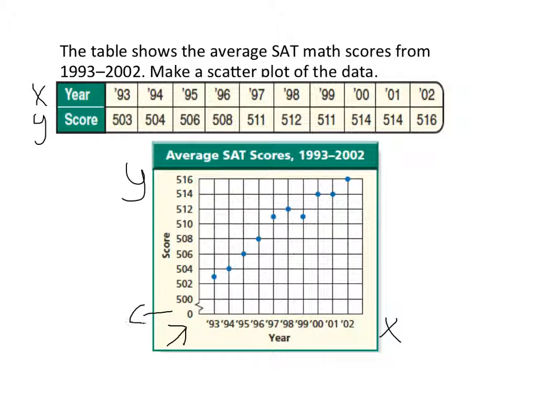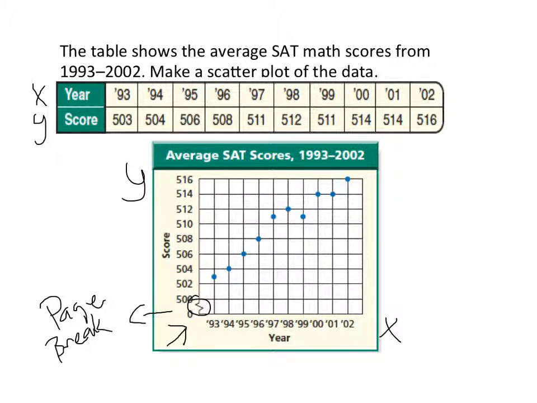Now, to show everybody that we have skipped a lot of numbers, 0 to 500 and 0 to 93, we'll put a page break. This little squiggly line right here informs the reader that there's some data missing, but it's not vital to the graph currently.